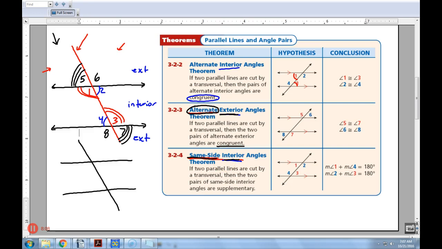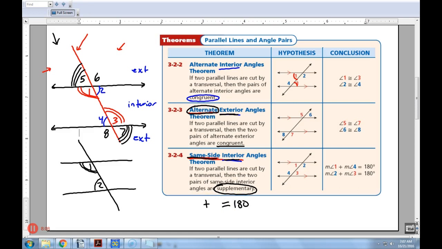So same side insides would be like angle 1 and, let's say, angle 2 in this drawing. I can see that angle 2 is an acute angle, less than 90 degrees. Angle 1 is obtuse, larger than 90 degrees. So same side interior angles are not congruent. They are actually supplementary, or they equal 180 when you add them up. So that's the one that's different.